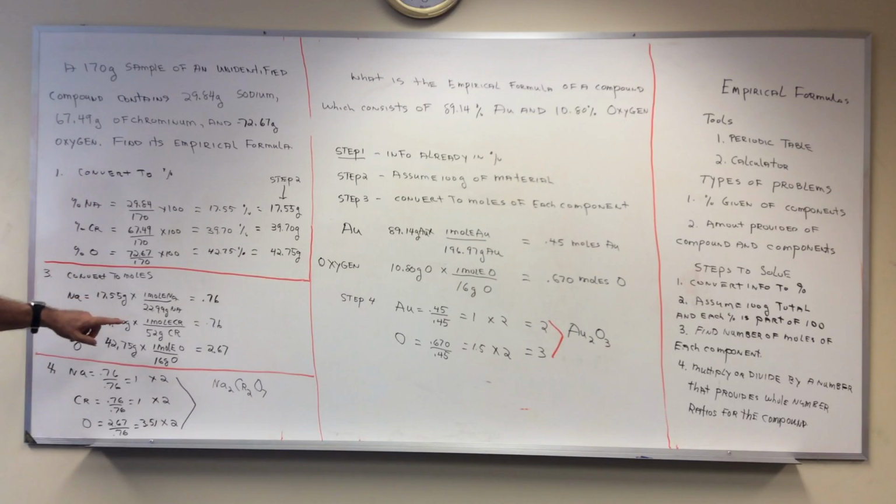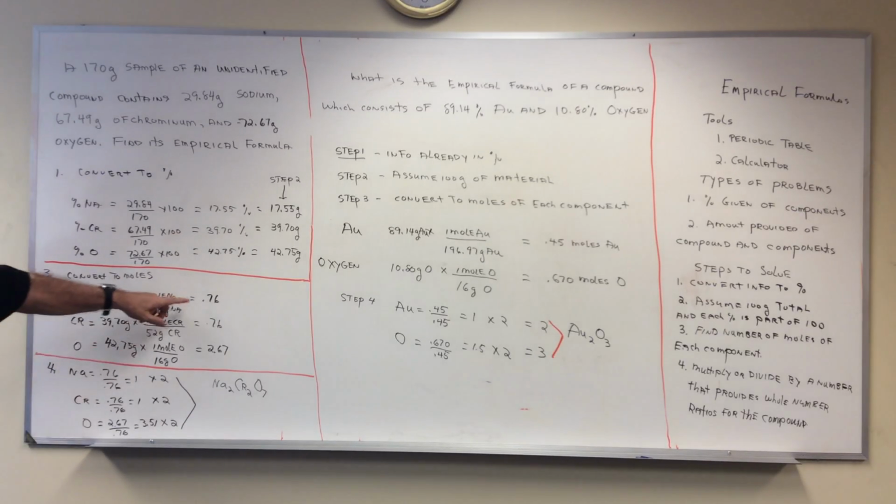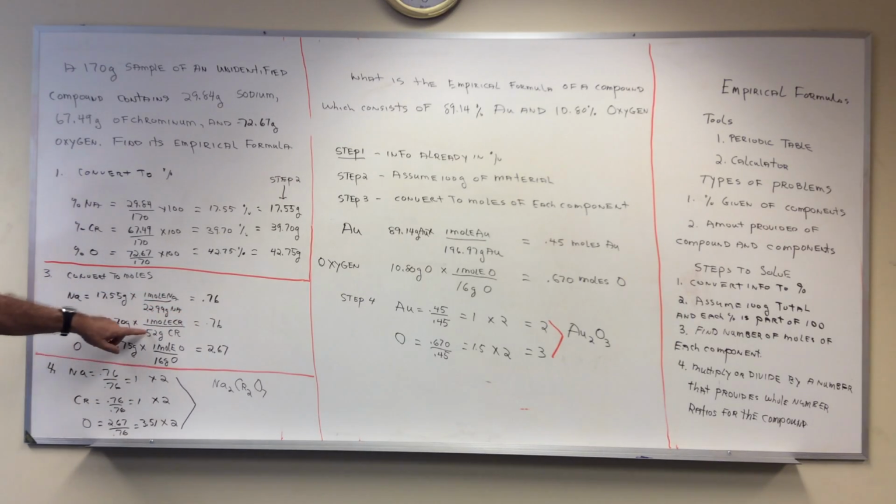Okay, now step 3, find the number of moles of each component. Again, we take this number, 17.55, and convert it to a mole number. In this case, we know 1 mole of sodium is equal to 22.99. Where do we get that? The periodic table. We repeat that for each one of these components. This information is all obtained from the periodic table. Now we have our ratios.